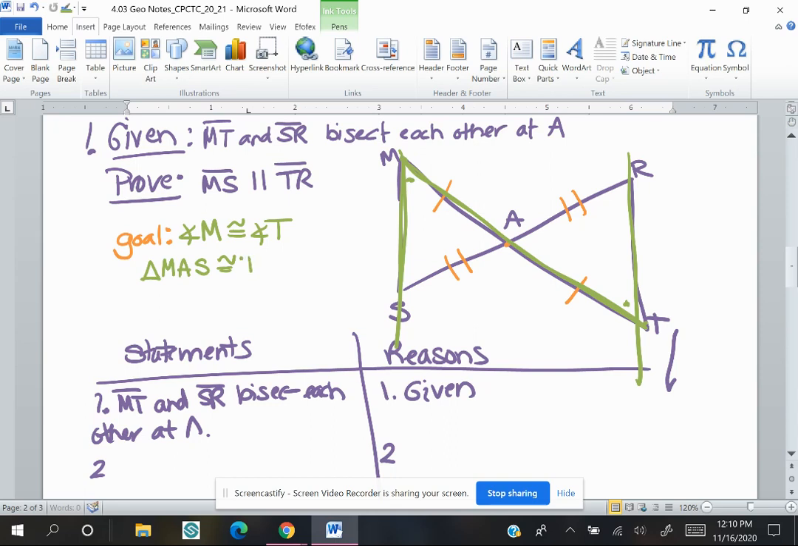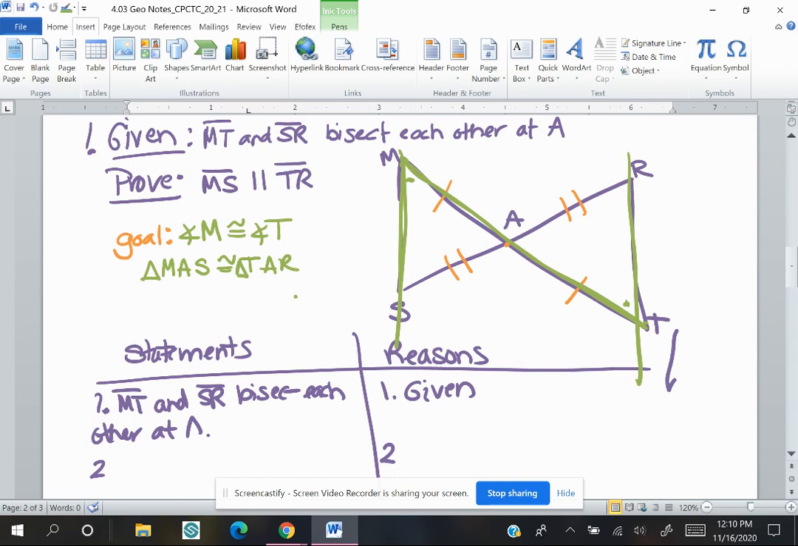congruent to triangle, and here you want to make sure you match them up correctly. So M went to A, that was 1 tick mark. So I want to go from T to A because that's 1 tick mark. And then from A to S is 2, from A to R is 2. So if I can get those two triangles to be congruent, then I can get angle M and angle T, those two angles, congruent to each other, which means I can get my lines to be parallel to each other if the alternate interior angles are congruent.